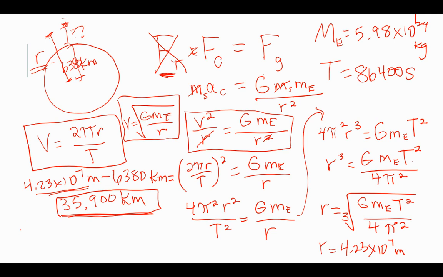So pause the video, figure that out, see if you can find the velocity. And you should end up getting a velocity of 3,070 meters per second. Again, if you're not getting these right, try and try again. That's the only way you're going to not make the mistakes next time.